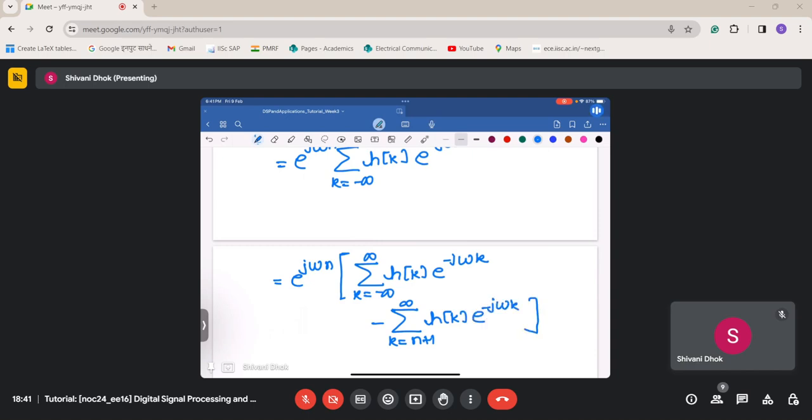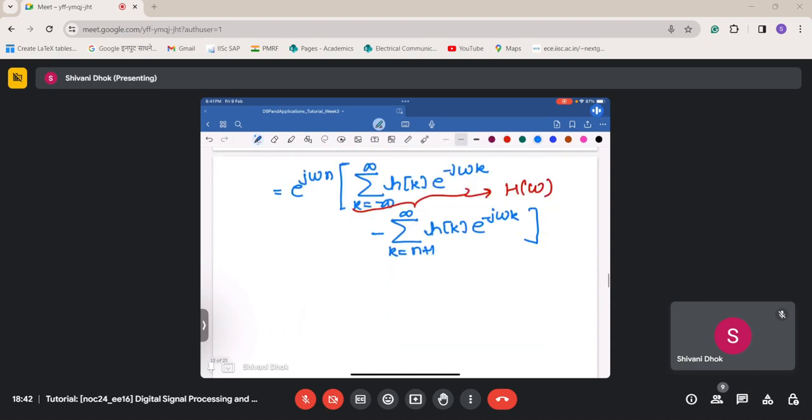Now if you observe carefully, this particular thing here is nothing but h of omega. So this we can now write as e power j omega n inside the bracket h of omega minus summation k running from n plus 1 to infinity h of k into e power minus j omega k.